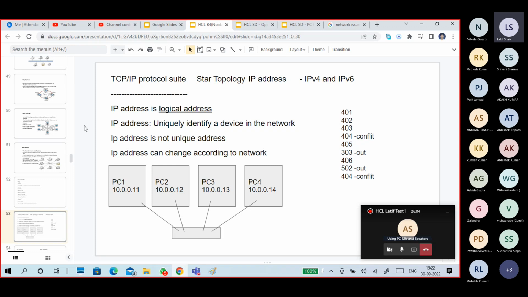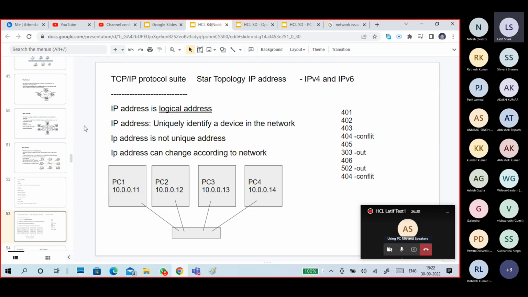Okay, protocol suite, the way you communicate from one device to another device, or access a web application or a website, or do mail communication. Whatsoever it is, we are all using the TCP/IP protocol suite, and we are all using star topologies.